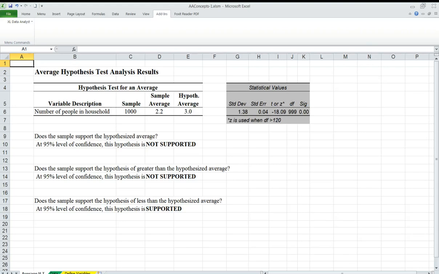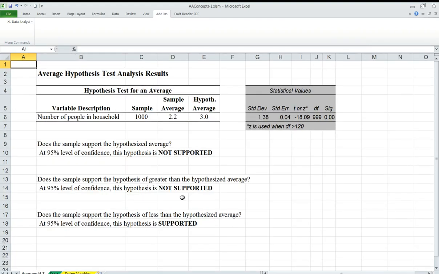This is the output, and this output starts with a table summarizing what was tested. The table says that we compared the number of people in household, in this sample consisting of 1,000 people, to 3. This is the number which I entered. And the number of people living in household according to the sample is 2.2. However, we need to see if this 2.2 is statistically different from 3 on population level. That's why we test the hypothesis.